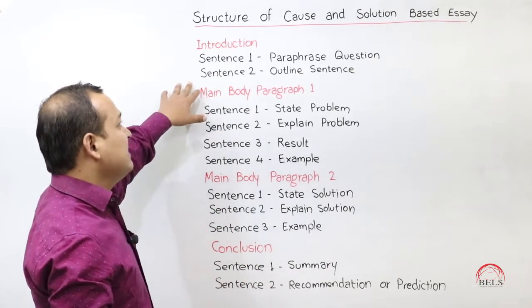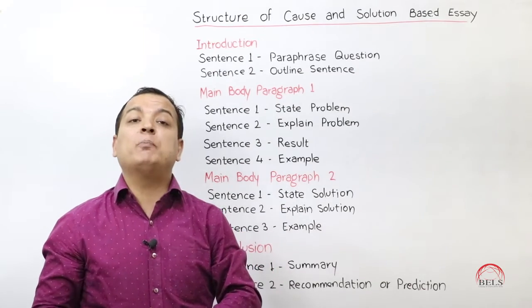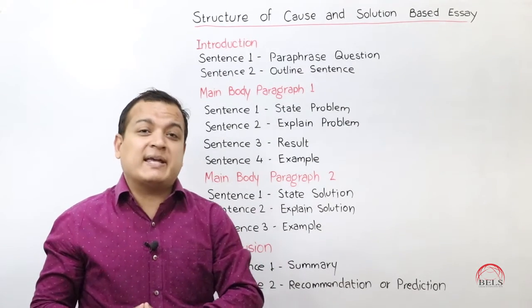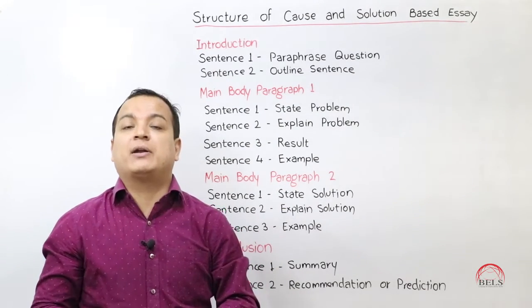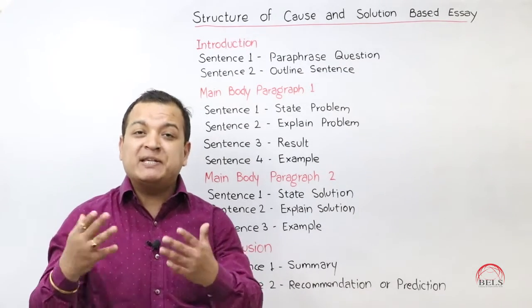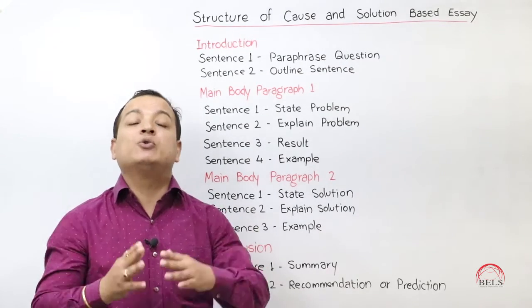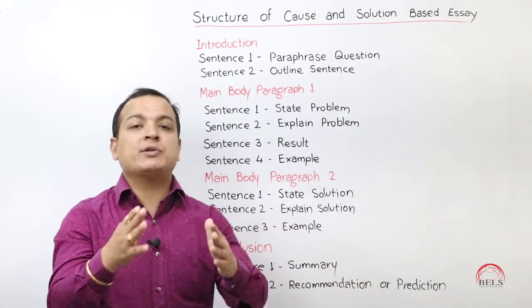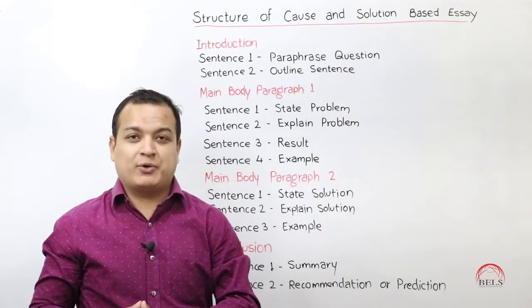And second sentence, you'll be using an outline sentence. That means you'll be giving what this essay will do, that you have to mention there. Like this essay will illustrate the causes and solutions of that. It will be easy for the examiner to understand that yes, you are on the point and your essay is going to discuss cause and solution of that.